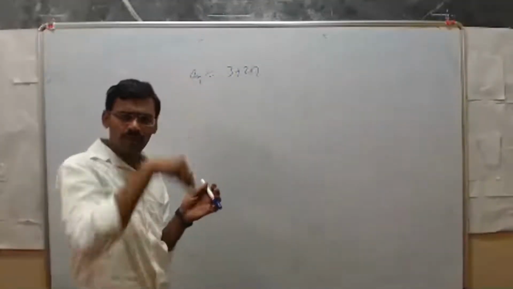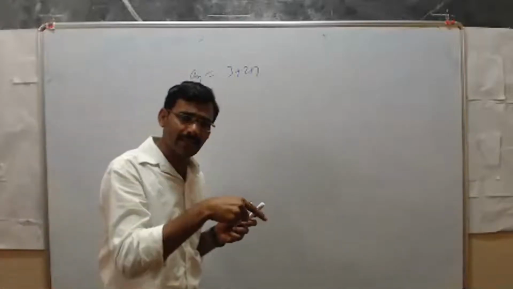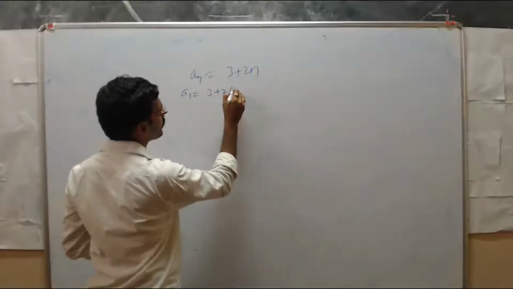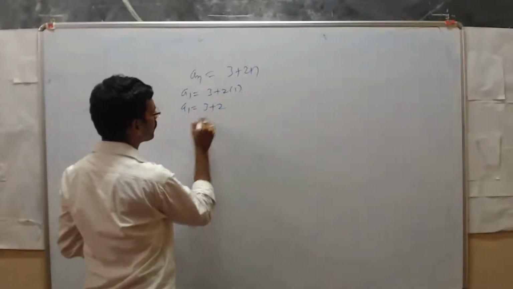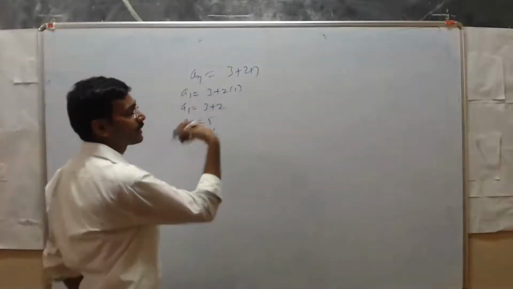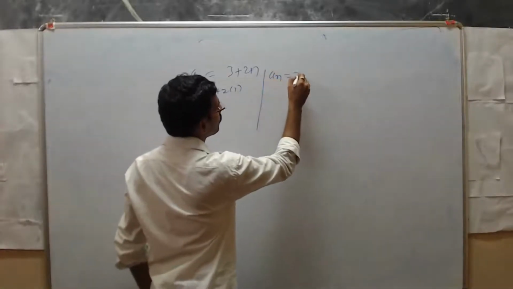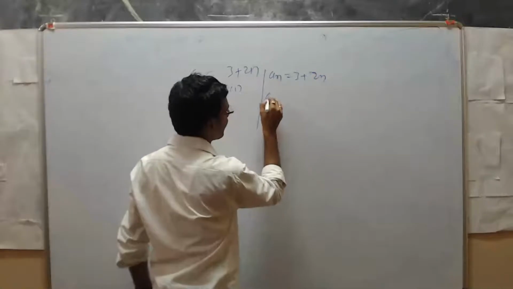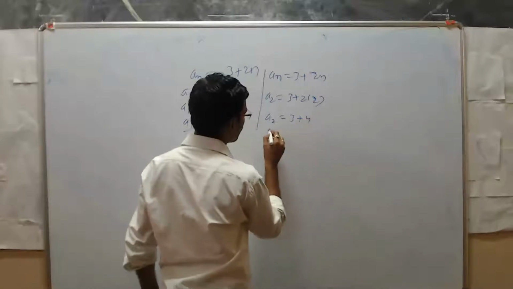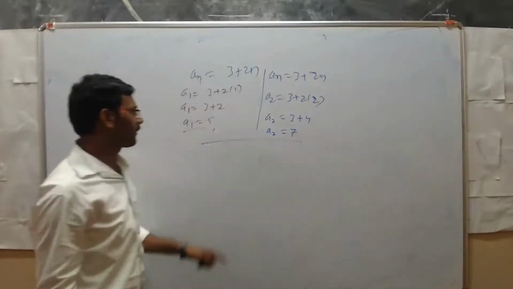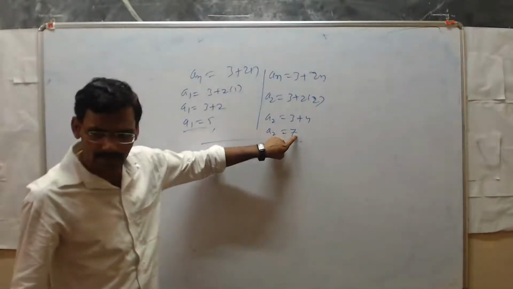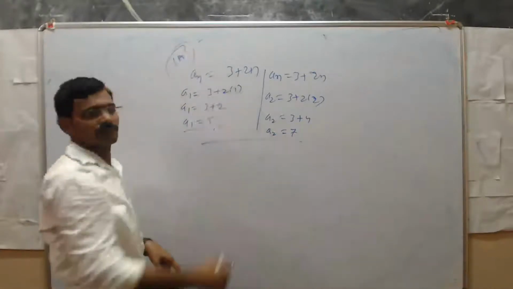If n value is 1, it is the first term. If n is 2, it is the second term. If n is 3, the third term. Now n is 1: a1 equals 3 plus 2 into 1, so a1 is 3 plus 2, which is 5. If n is 2, a2 equals 3 plus 2 into 2, which is 3 plus 4, so a2 is 7. The first term is 5, the second term is 7.